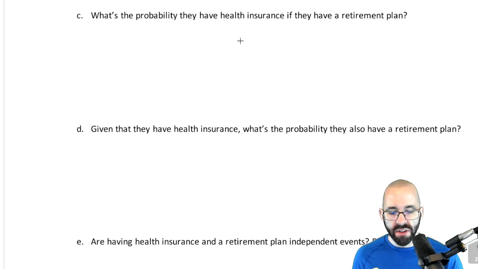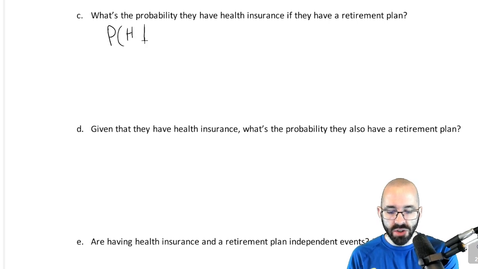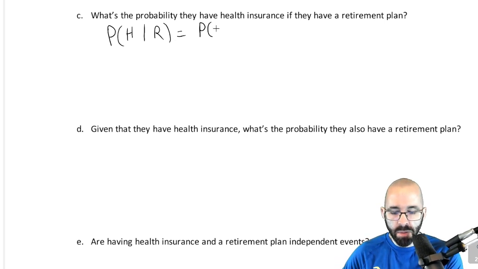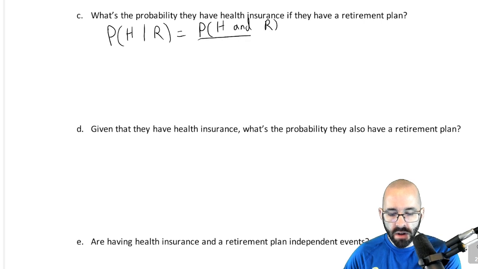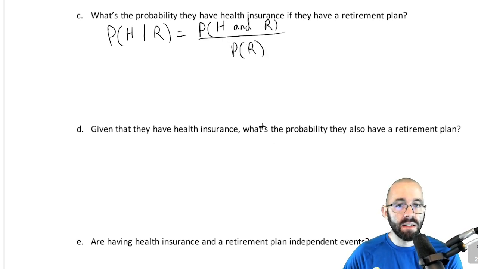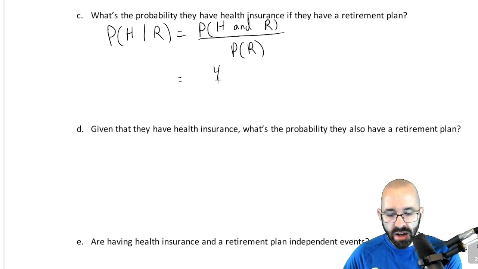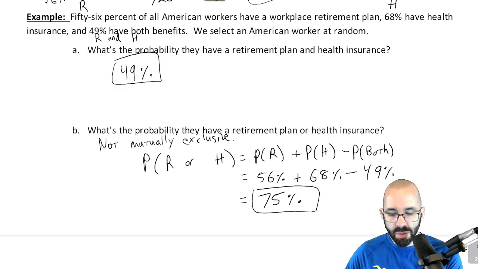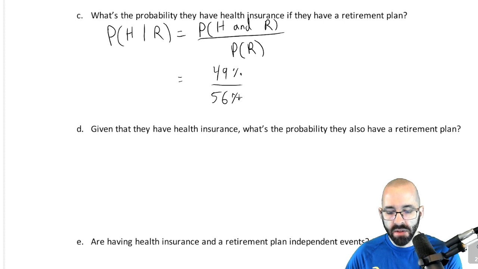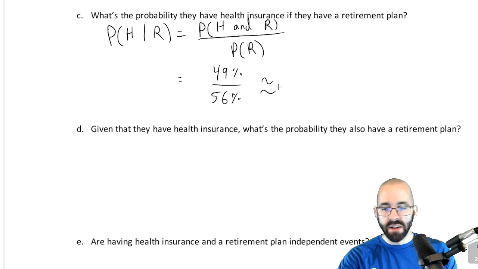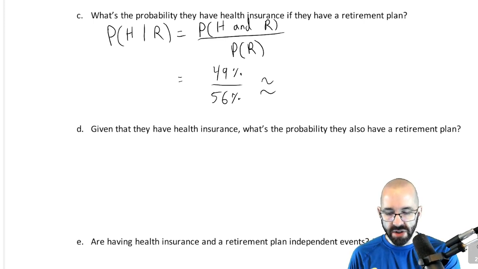What's the probability they have health insurance, assuming they have a retirement plan? Again, we're going to need this formula. Probability of health insurance, assuming they have retirement. The formula we have for conditional probability says this is the probability of both divided by the probability of the second. Well, we know 49% have both, and we know that 56% have retirement. Type that into a calculator. You get 49 over 56. Oh, which is actually a really nice number. 87.5%.